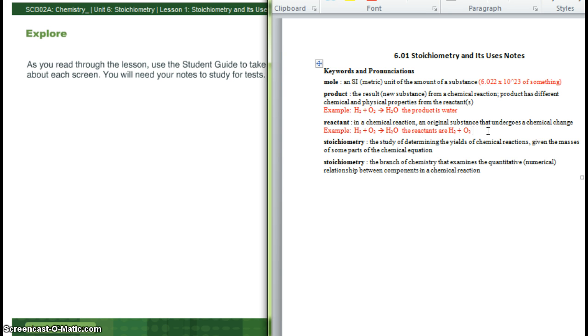Then we also have stoichiometry. We have two definitions for stoichiometry. The first one is the study of determining the yields or the amount of chemical reaction given the masses and some parts of the chemical equation. And another definition, or kind of the second definition, is the branch of chemistry that examines the quantitative or numerical or how much relationship between components or parts in a chemical reaction.